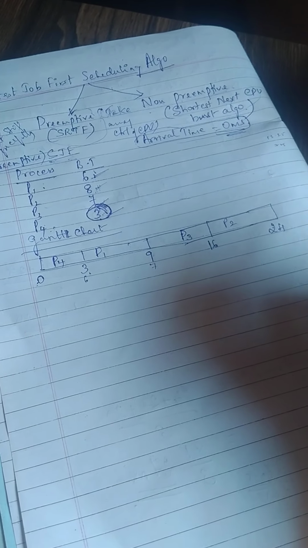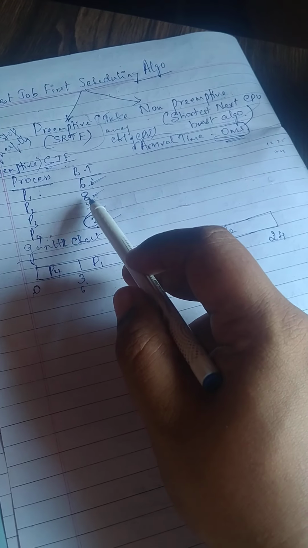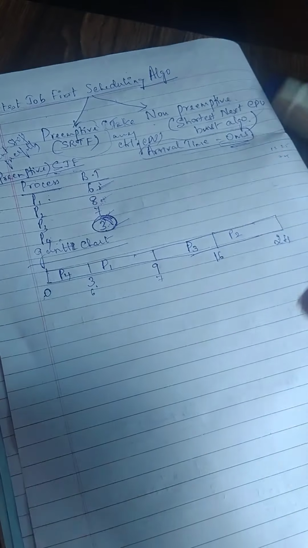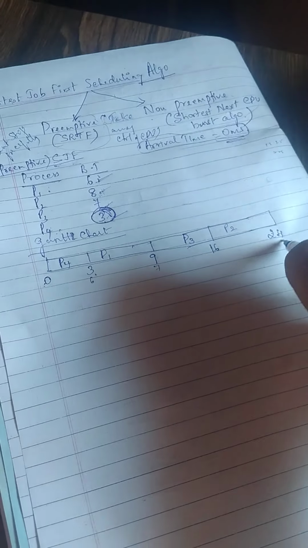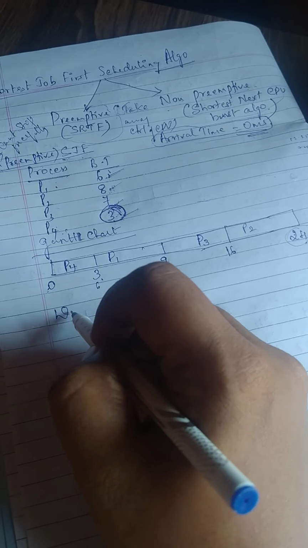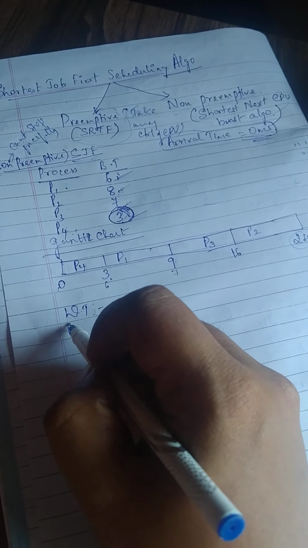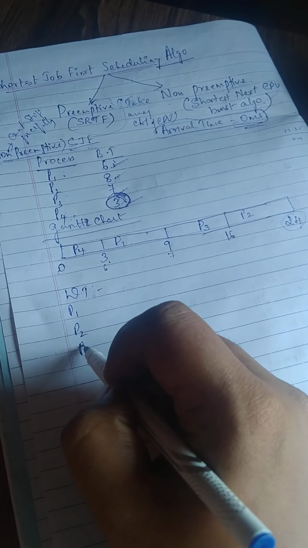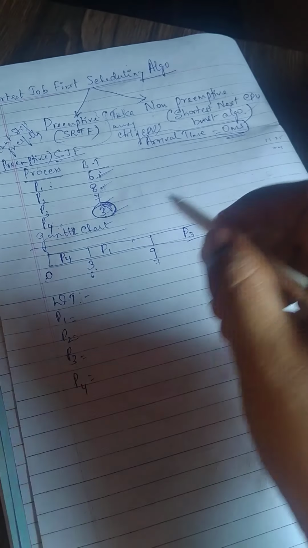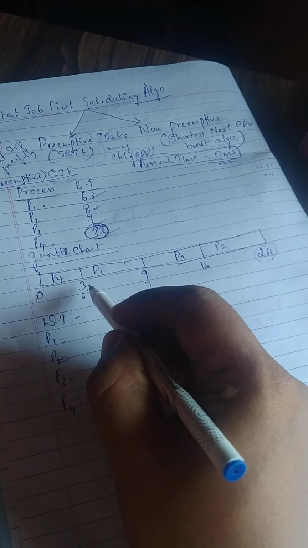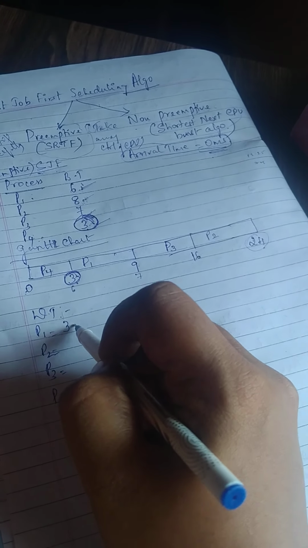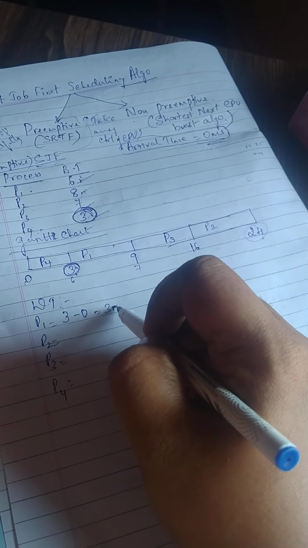This is how you draw the Gantt chart. The sum of the burst times, 18 plus 6, is 24, so this value should be the same. That is just for verification purposes. Now we'll calculate the waiting time for P1, P2, P3 and P4. P1 came in at 0 millisecond, and it got the CPU at 3 millisecond. So 3 minus 0, that is 3 milliseconds.